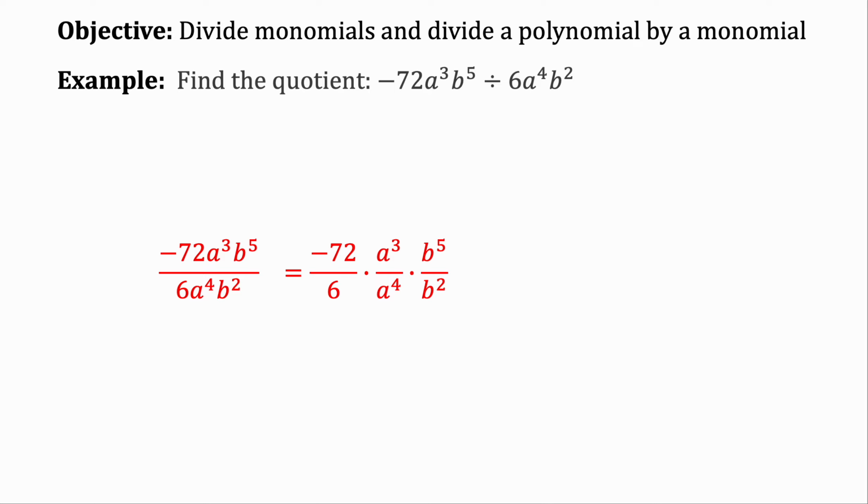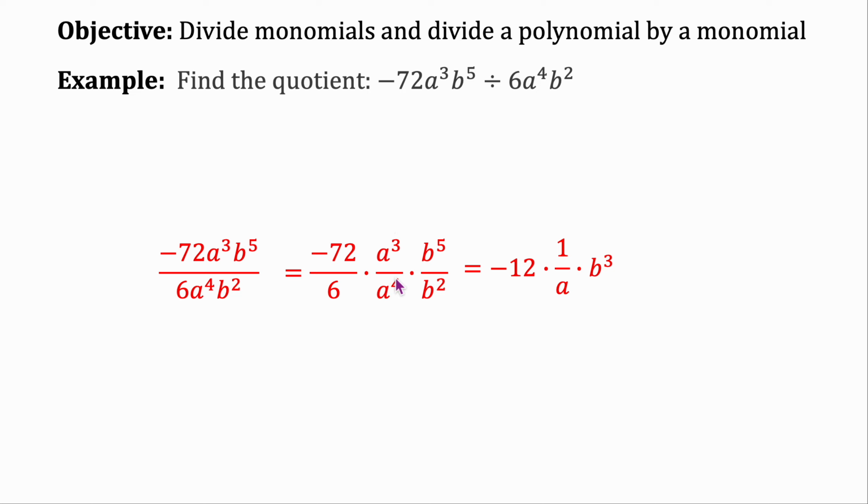Negative 72 is going to be divided by 6. We need to divide the a's. We need to divide the b's. Now, let's take each one of these separately. Negative 72 divided by 6 is handled just like any numerical 72 and 6 is. 6 goes into 72 12 times. A negative divided by a positive is a negative. So that's why we get a negative 12 there.